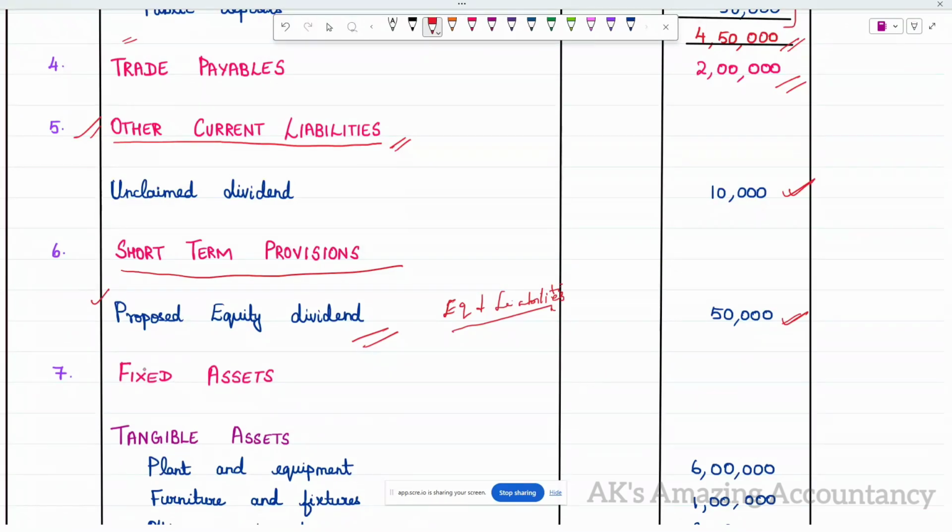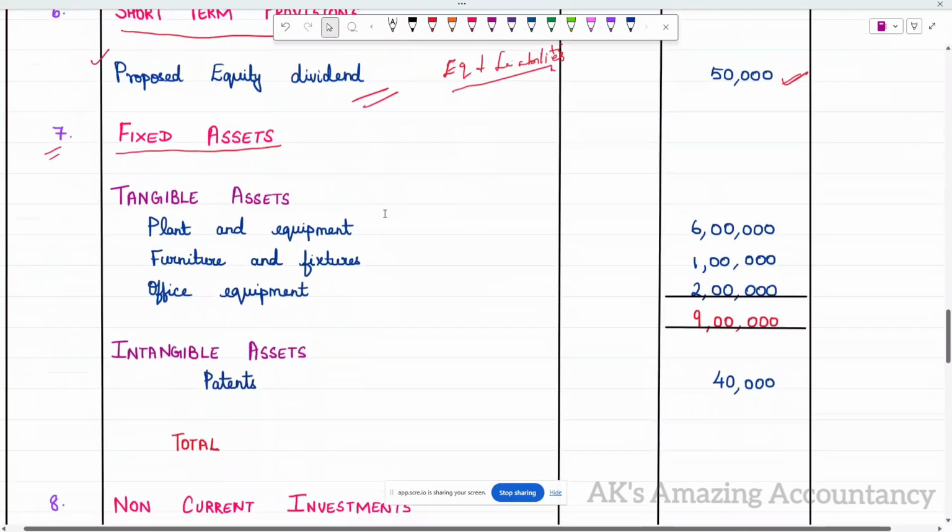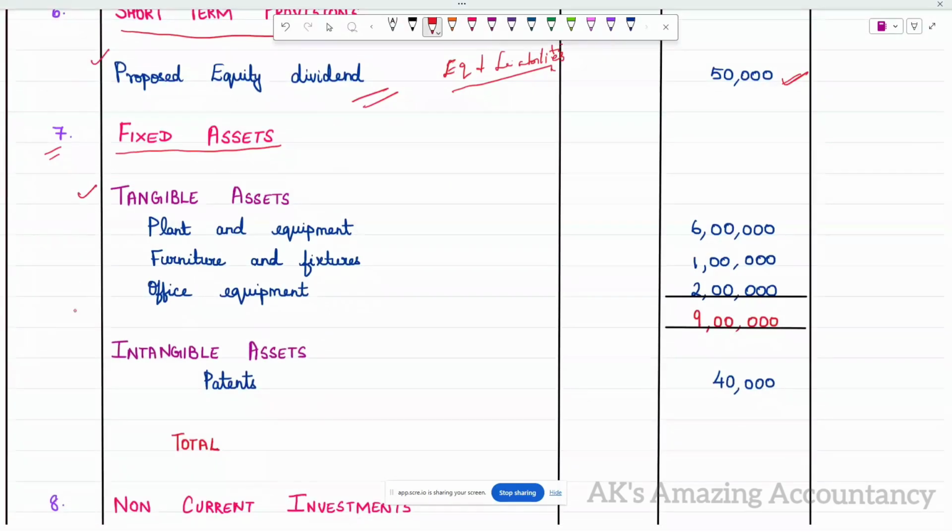Now let us proceed with the notes relating to assets. To begin with, we have note 7, which is for fixed assets. Under note 7, fixed assets, we'll have two categories. One is tangible assets and the other is intangible assets. What do you mean by tangible assets? Tangible assets are those assets which have a physical form, which can be seen and touched. Such assets are called tangible assets.